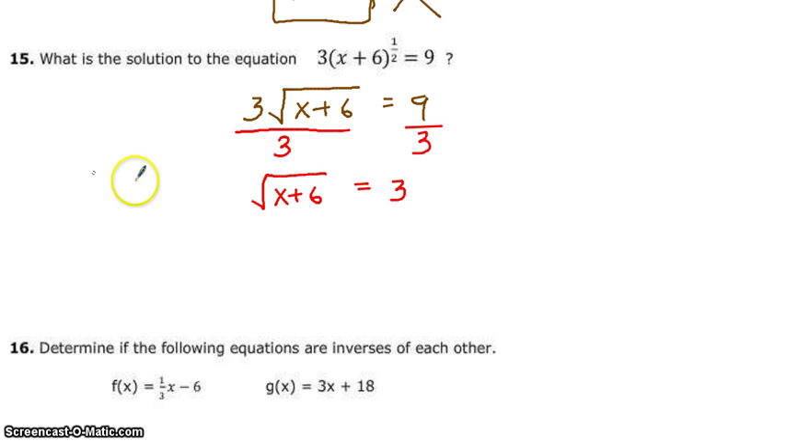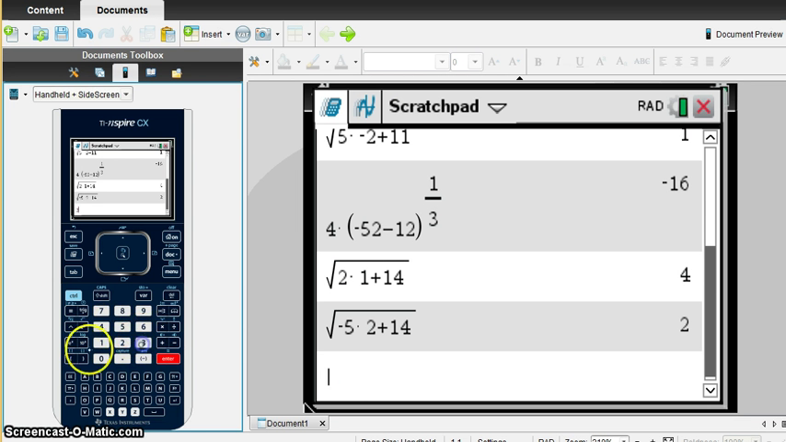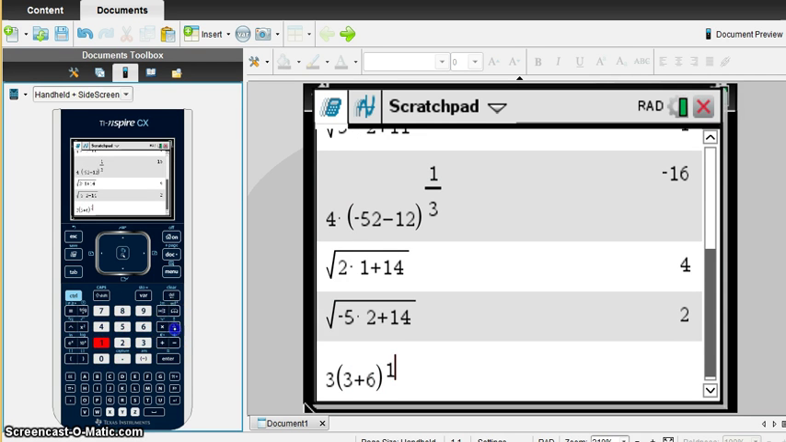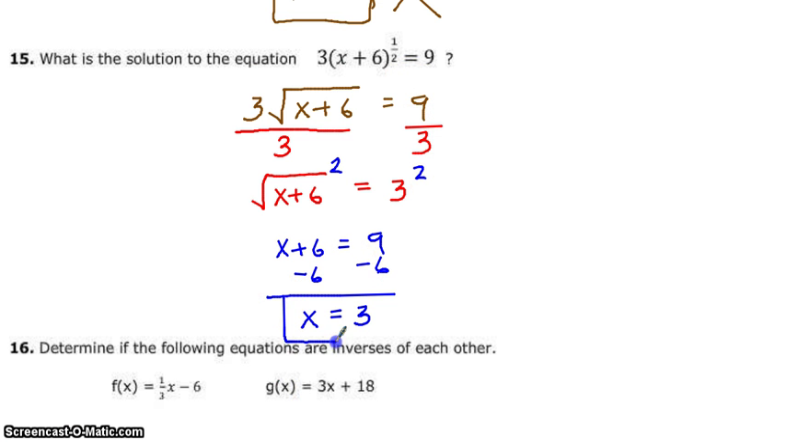Okay, then we can finally cancel out the radical by squaring. X plus 6 equals 9, and solve for x. X equals 3. Okay, again, plug it back in. Make sure it works. Okay, so we're going to type in this left side into the calculator. So that's 3 parentheses 3 plus 6 to the 1/2, and it should equal 9, which it does. Equals 9. So x equals 3 is the answer.